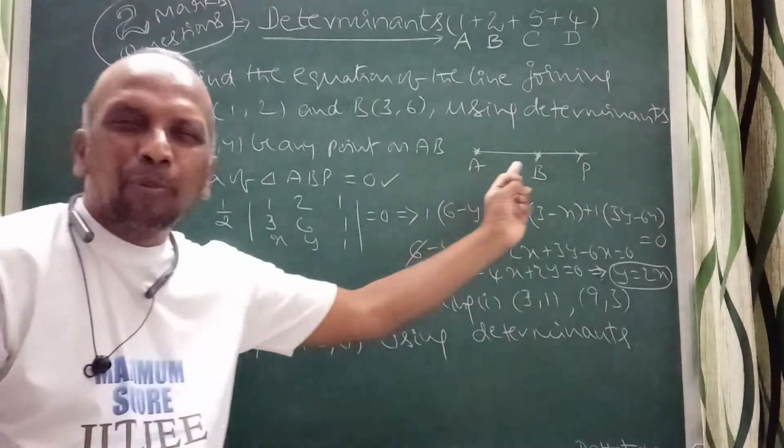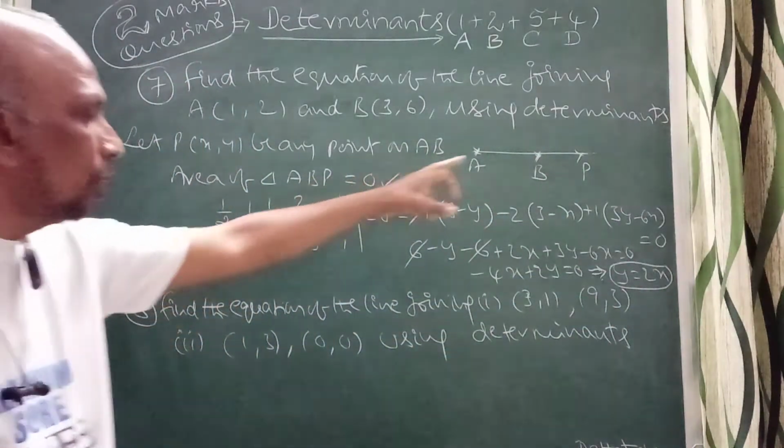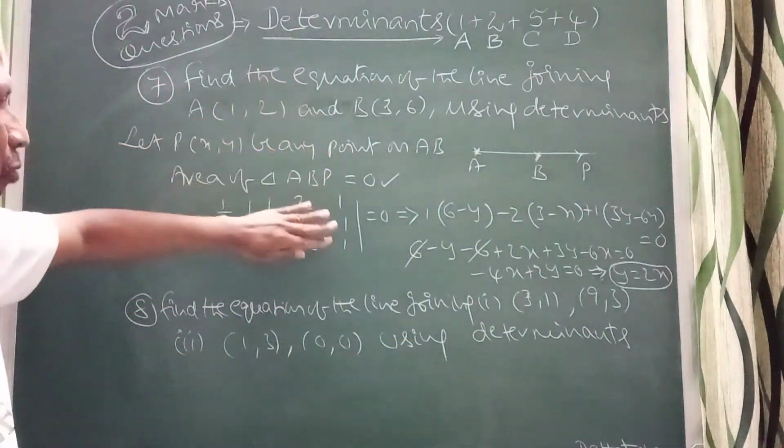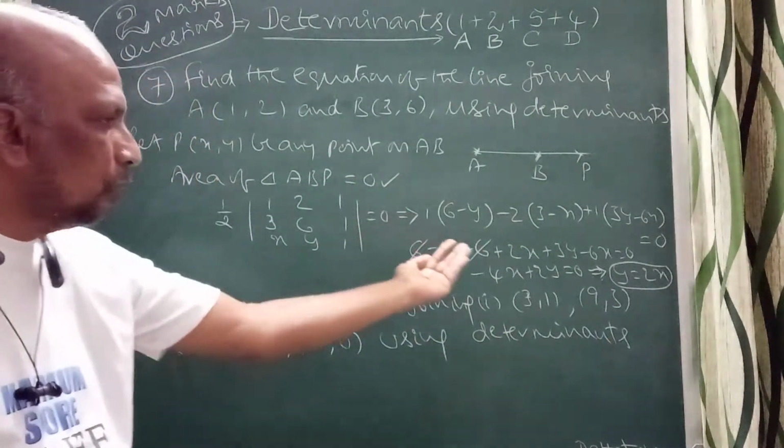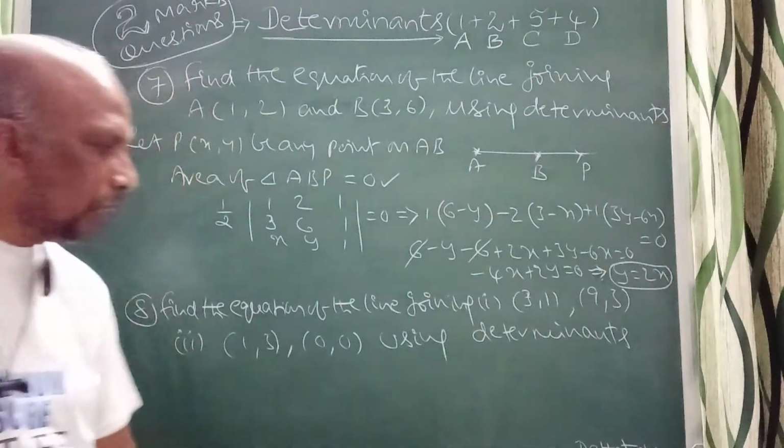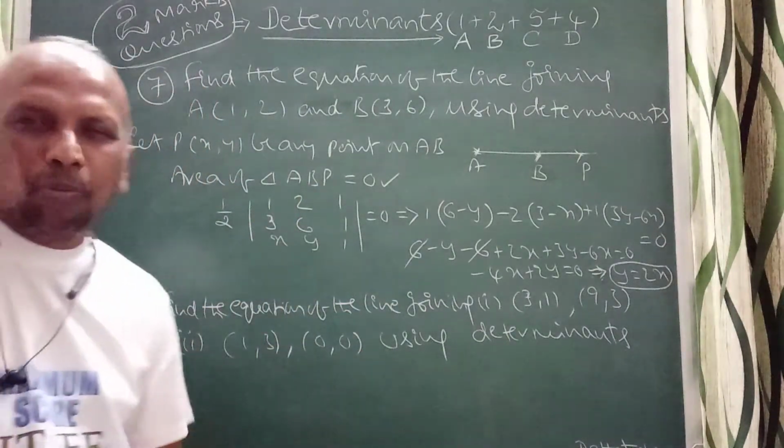Since the given points are collinear, the area of triangle ABP equals 0. Then you write the formula for the area of the triangle, because you should solve this using determinants. You expand this and you get y is equal to x. Similarly, you solve these two problems.